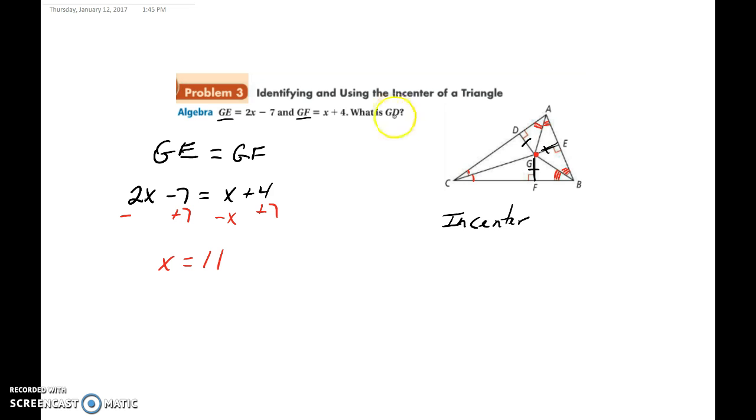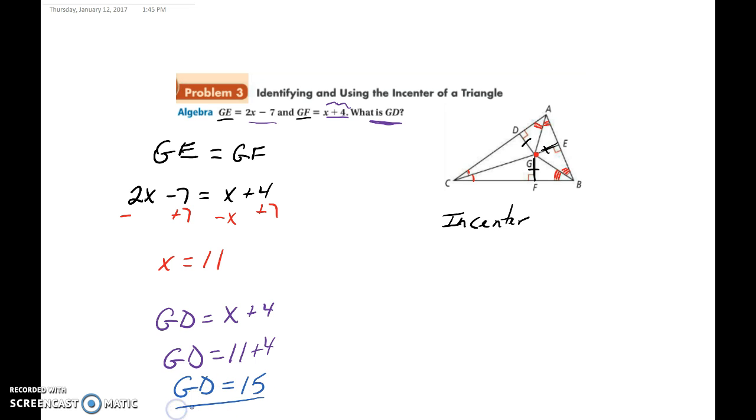Now we want to solve for GD. It doesn't matter which one we plug it into because all three of those segments are congruent. You can plug it into here if you want or into here. Since we don't have to multiply by plugging it into x plus 4, I'm going to plug it into there. So GD is also equal to x plus 4 because they are all equal to the same thing. GD is equal to 11 plus 4, or GD is equal to 15. All right, so that is using our incenter to solve a problem.